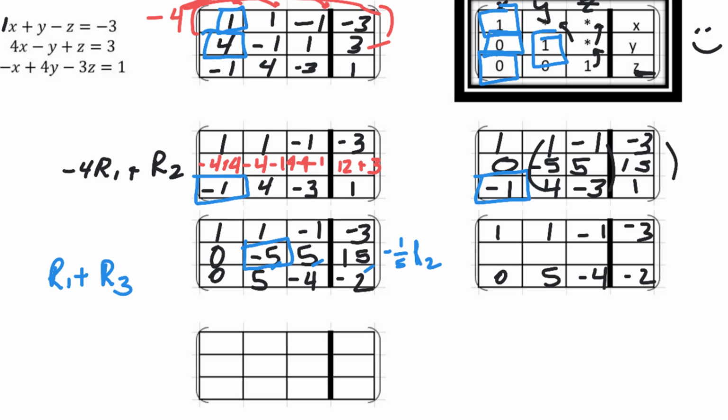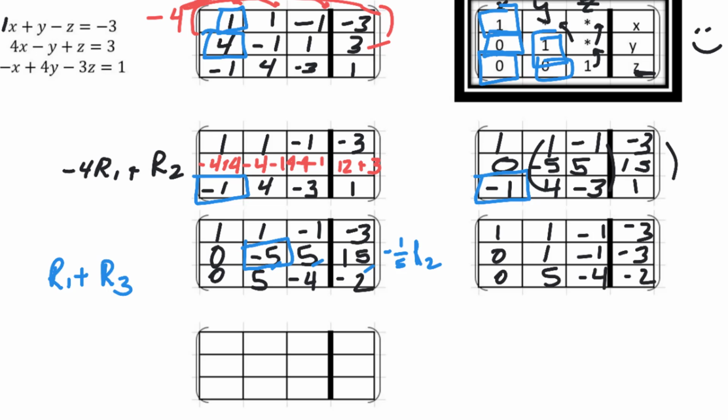Well, 0 divided by anything is 0. I didn't want to change that, so now you can kind of see how this order matters. Negative 5 divided by negative 5, positive 1. 5 divided by negative 5, negative 1. And then 15 over negative 5, negative 3. All right, we're getting closer.